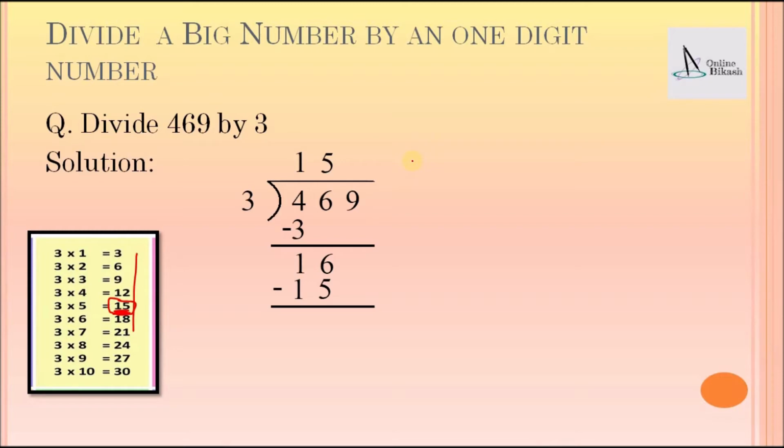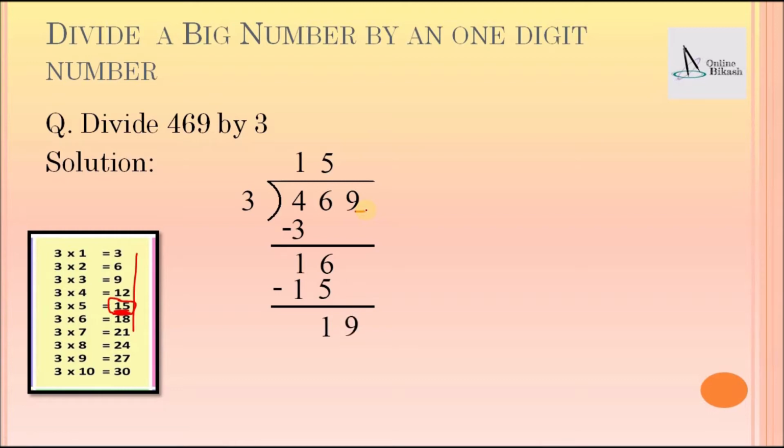So now we will subtract the 15 from 16. Okay, if you do so, then what are we left with? 1. Okay, now one more digit is in the dividend. Which was it? This was 9. So we will bring down this 9 also like this.